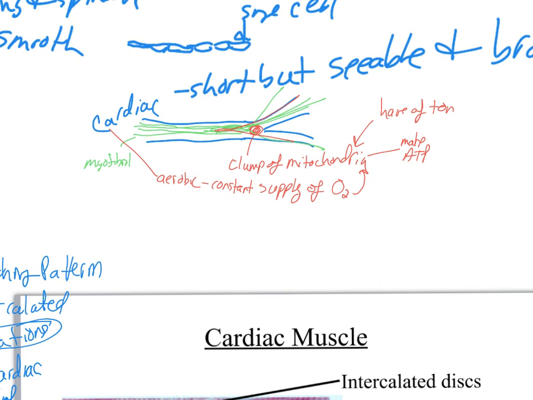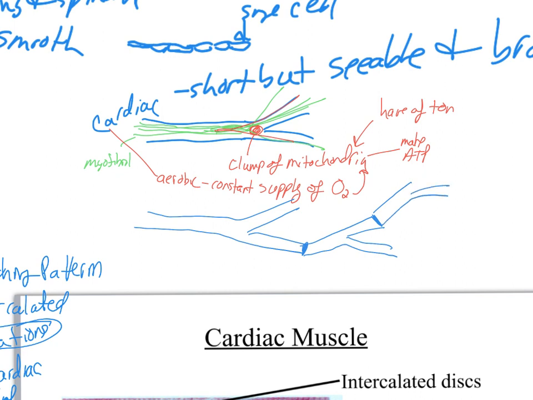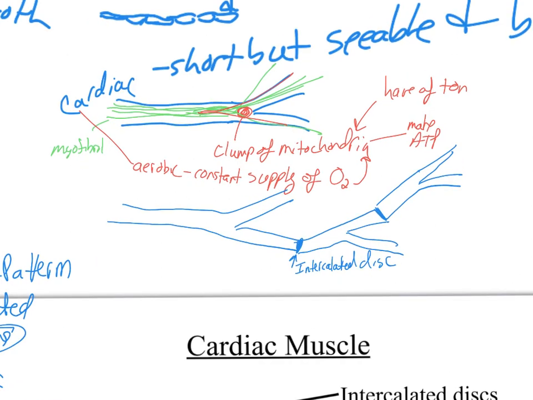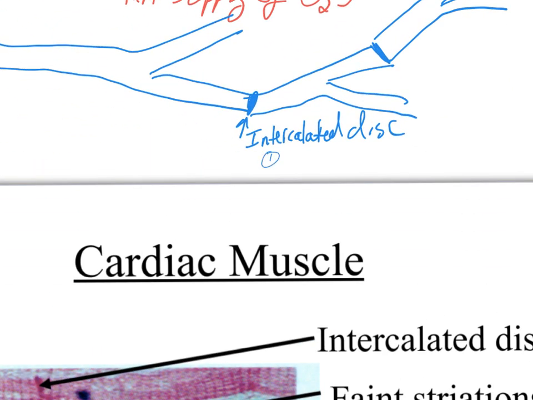Now I'm going to redraw this so it's a little less messy down here, and then show it next to another muscle cell. And then I've got another one over here, and it's going to do something like that, et cetera. This is called the intercalated disc. In your intercalated disc, you have two things, gap junctions and desmosomes, and you need to memorize this.